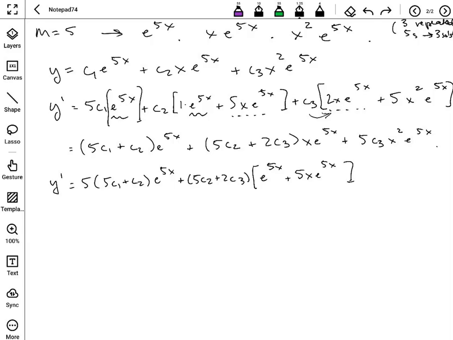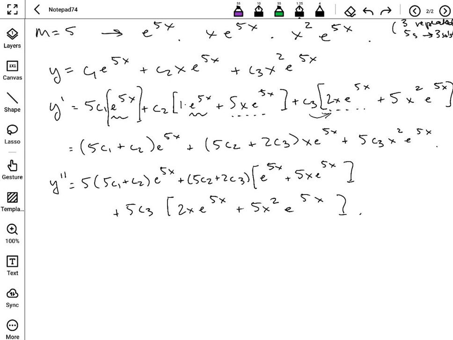And I'm going to go ahead and continue on the next line. I thought I'd be able to make room, but I was wrong. Then my 5c3 and take my x squared derivative again. So that was this term right there. So I'm going to have again a 2x e to 5x plus 5x squared e to 5x. And that was the second derivative.